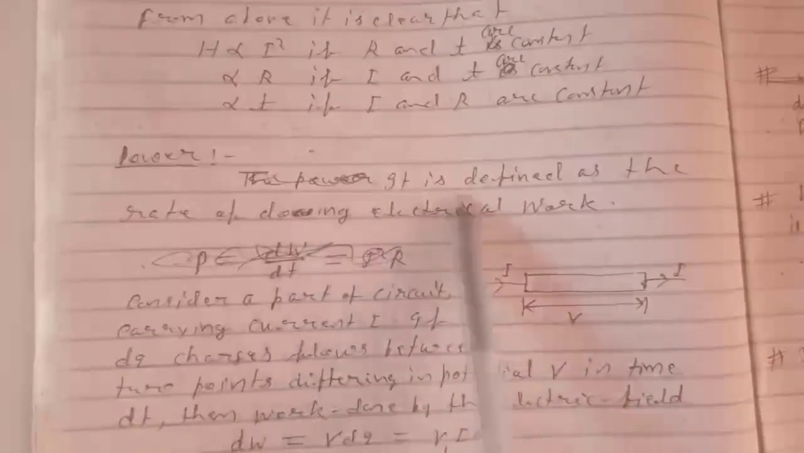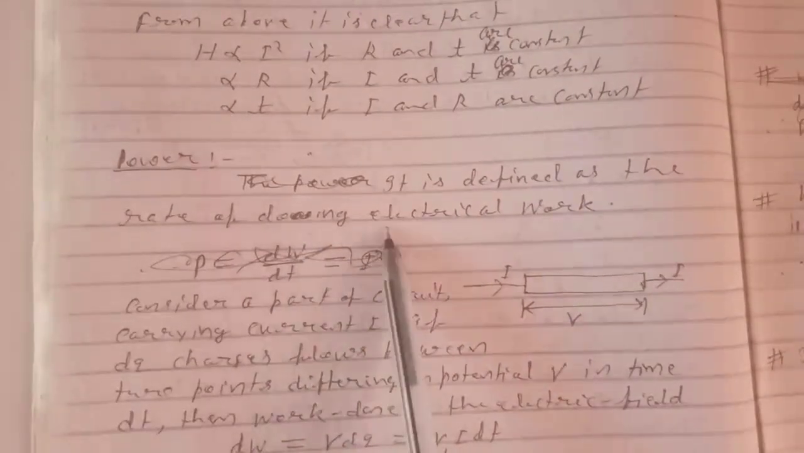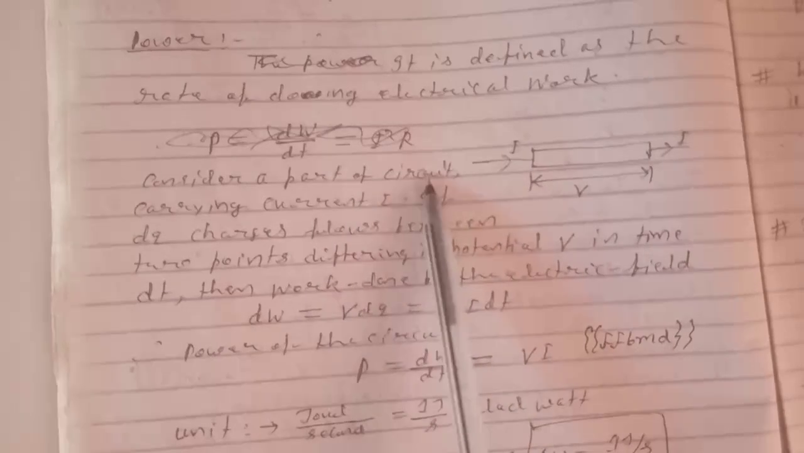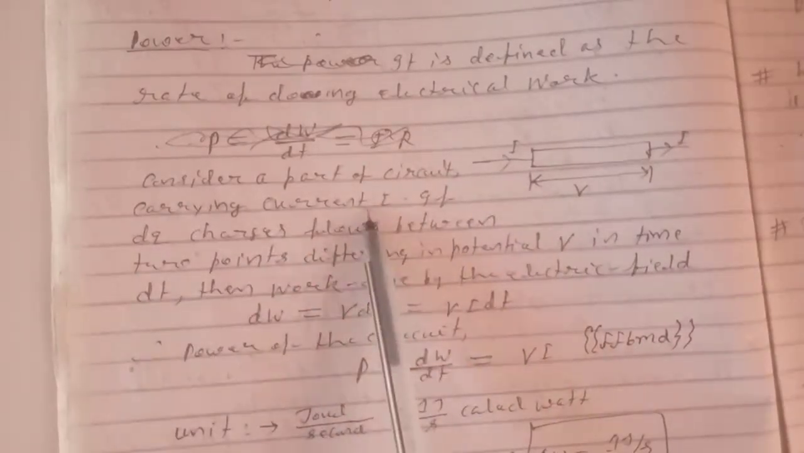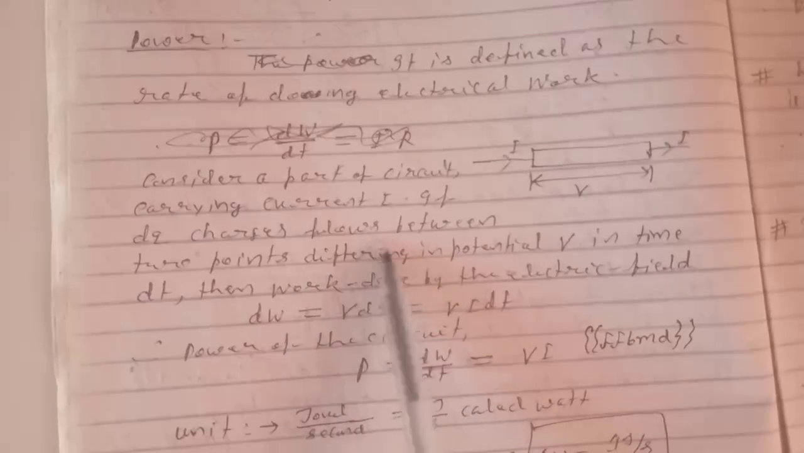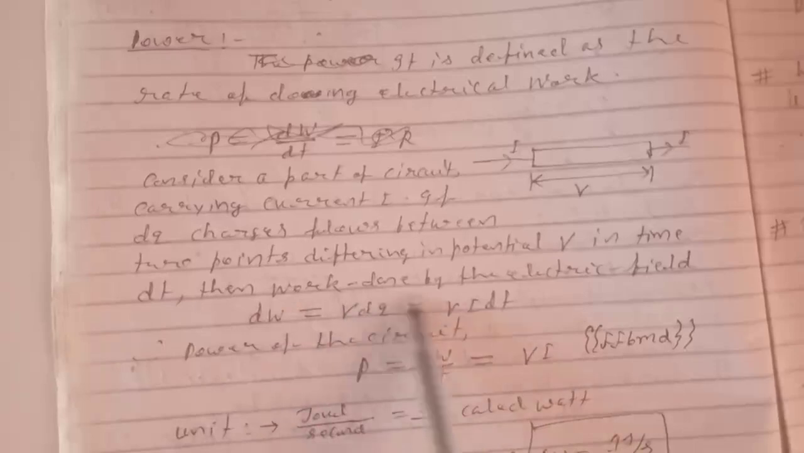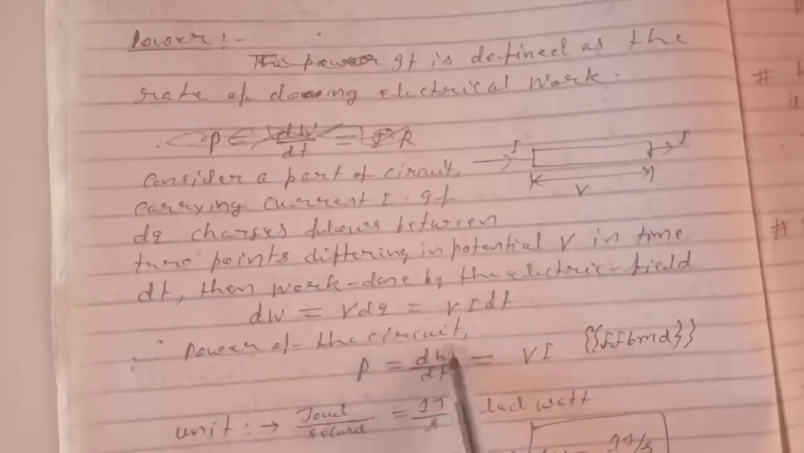Now power. It is defined as the rate of doing electrical work. Consider a part of a circuit carrying current I. If dq charge flows between 2 points differing in potential V in time dt, then work done by the electrical field dW equals V into dq equal to VI dt. Hence, power of the circuit P equals dW by dt equals VI.